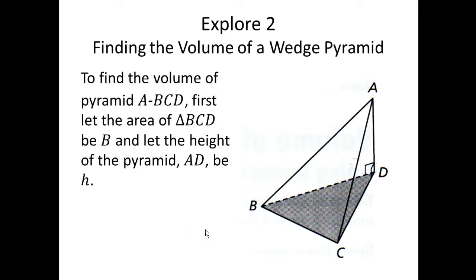Now to find the volume of this wedge pyramid ABCD, we first let the area of the base BCD be represented by the symbol B. And we're going to let the height of the pyramid AD be H. So the area of this base is big B, and the height of the pyramid is AD, which we're going to refer to from now on as H.